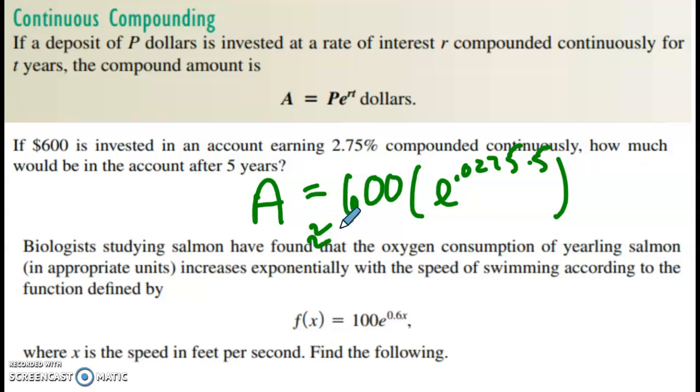Okay, so on my calculator, I go 600 times, I find my e button, which again, mine, I have to hit second division, and that shows me the number e. Then I go to the up arrow, 0.0275 times 5 power, and I get $3,083.64. That's how much I'll have after 5 years.